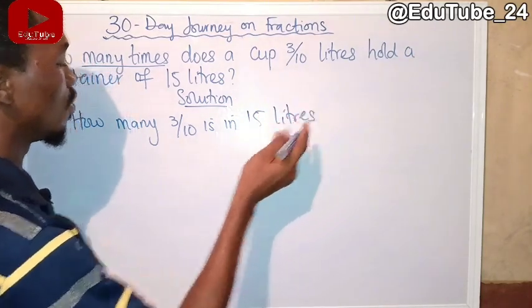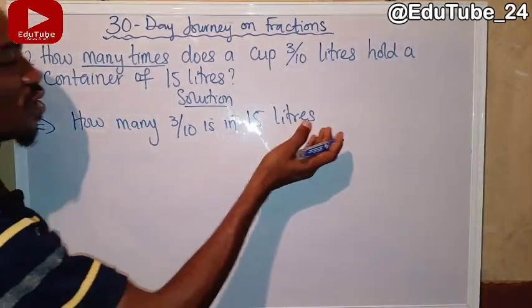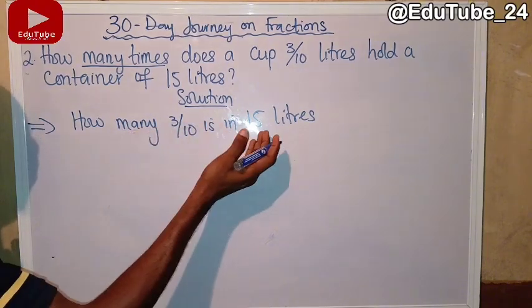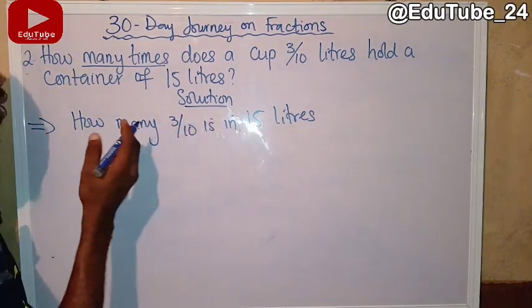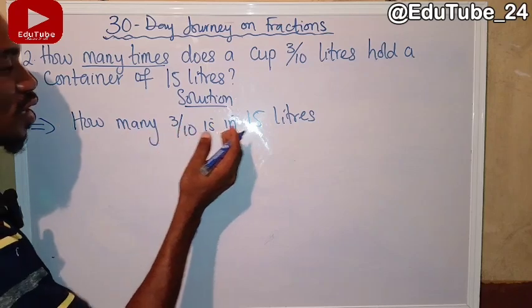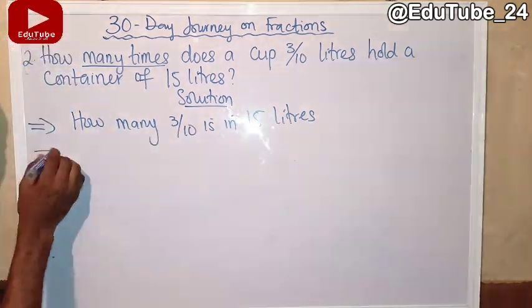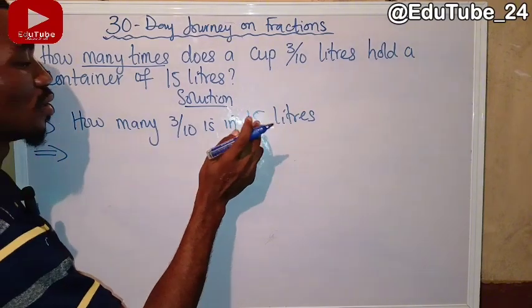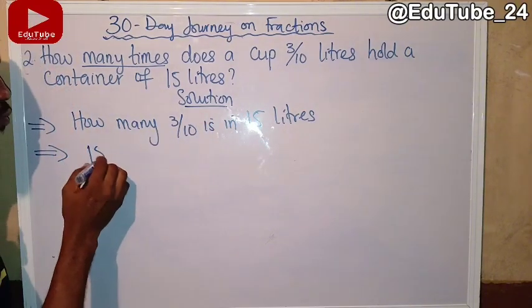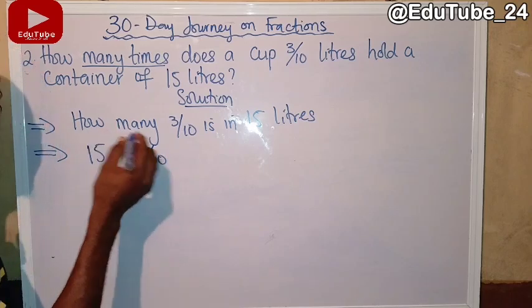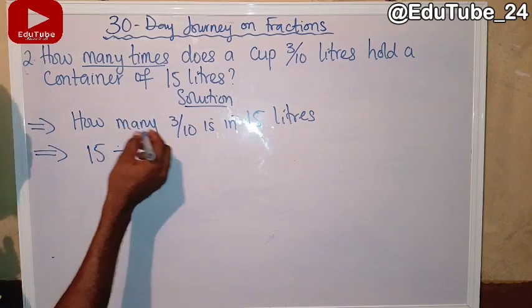Now, this interpretation is not mathematical, so we still have to express it as a mathematical term. But you should understand it in this simpler way. How many 3/10 is in 15 liters? That means how many of this is in this? So mathematically, that will mean 15 divided by 3/10, because that's what how many simply means.